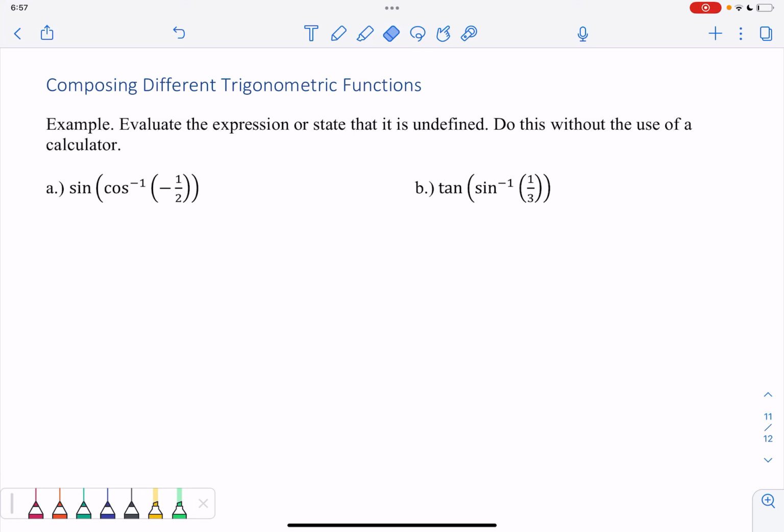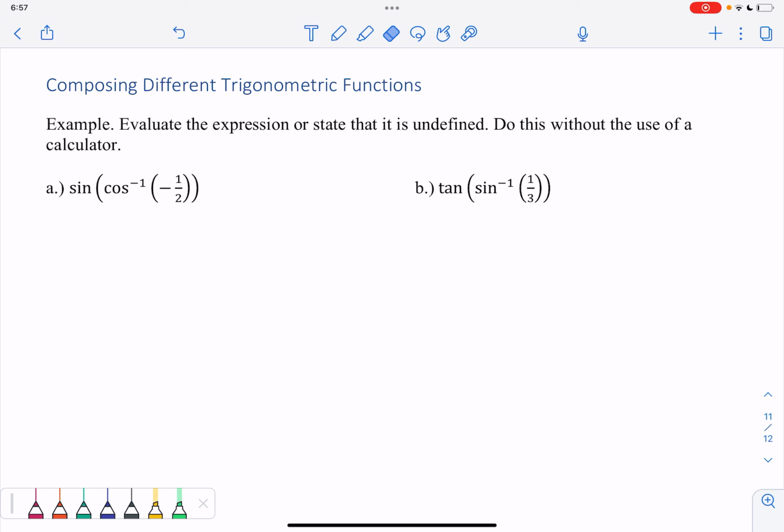Composing different trigonometric functions. So what if we want to compose trigonometric functions, and one is, say, the inverse of cosine, and one is the sine function. And so we no longer just have our nice pairs of cosine inverse and cosine, or tan inverse and tan. And so if we want to mix it up, we're going to look at how to do that.